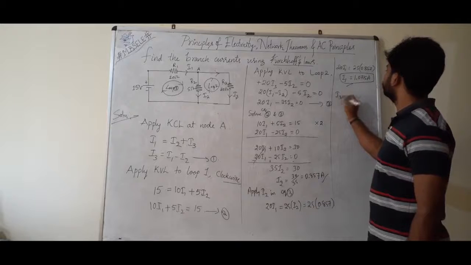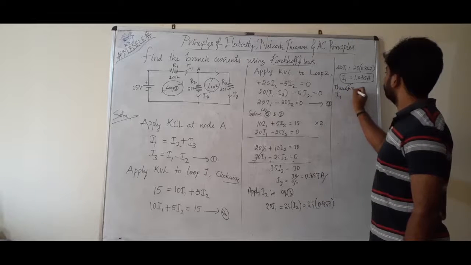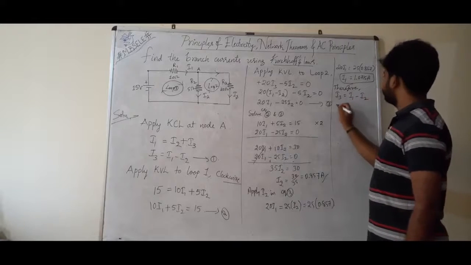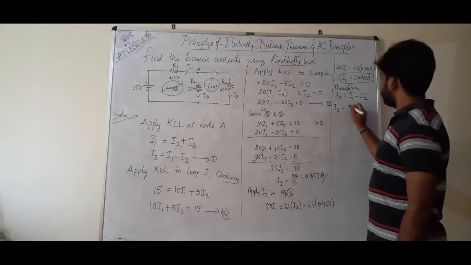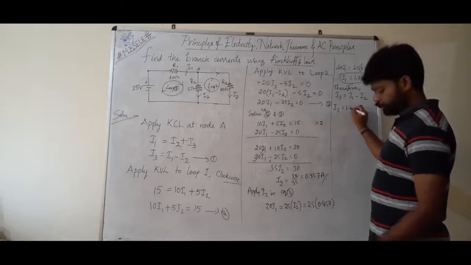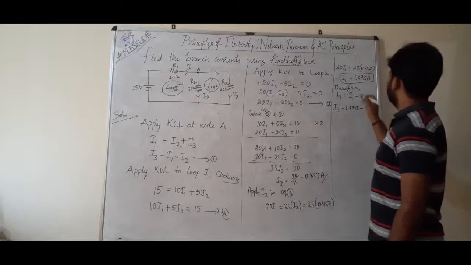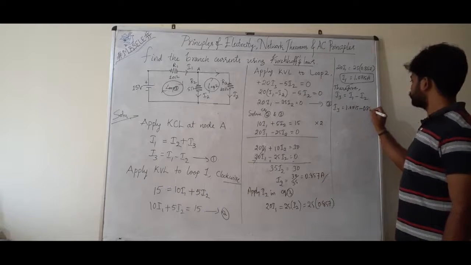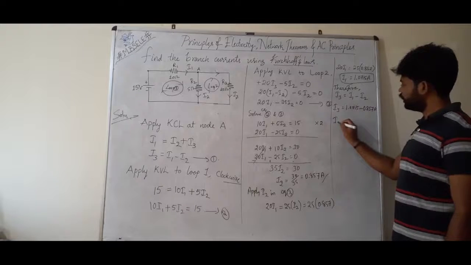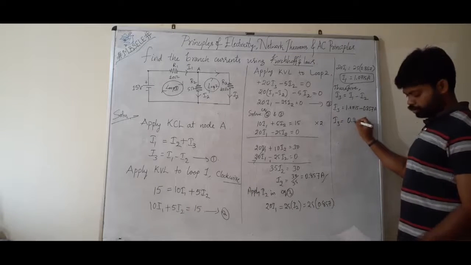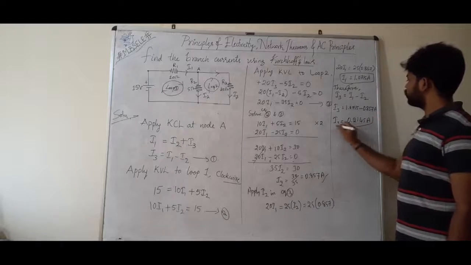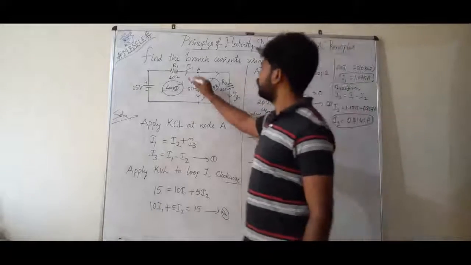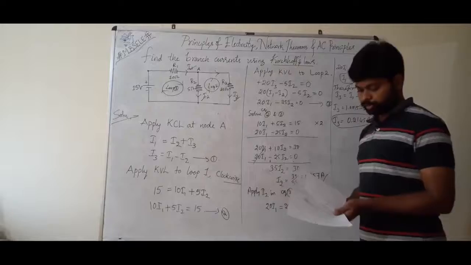Therefore, what is I3? I3 is equal to I1 minus I2. I1 is 1.0715 minus I2, which is 0.857 ampere. So I3 is equal to 0.2145 ampere.